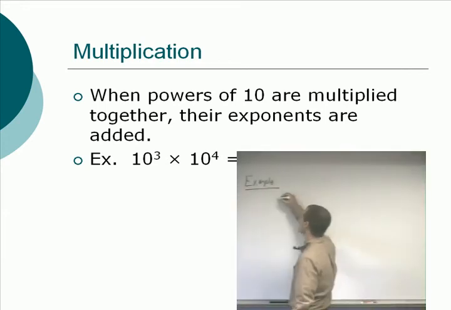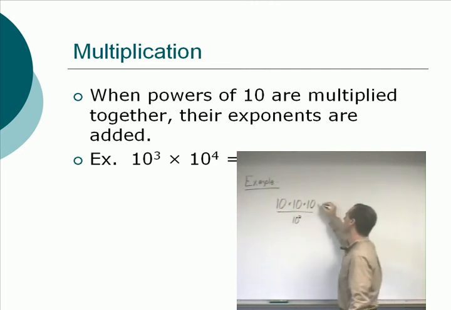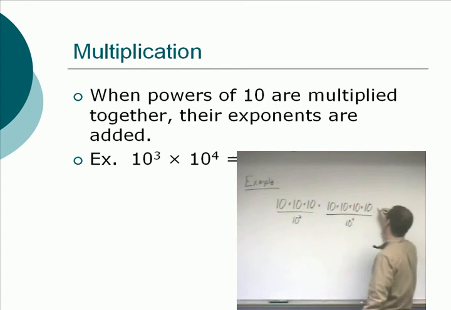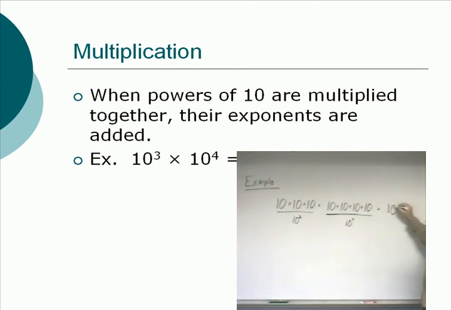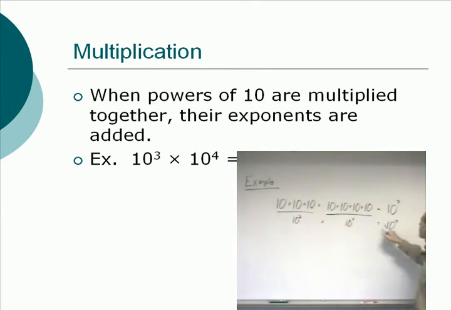The reason that works is if you take 10 times 10 times 10, that's 10 to the 3rd, right? And we're going to multiply that by 10 to the 4th, which is 10 times 10 times 10 times 10. How many powers of 10 have you actually got? 7. 10 to the third times 10 to the fourth is 10 to the seventh.